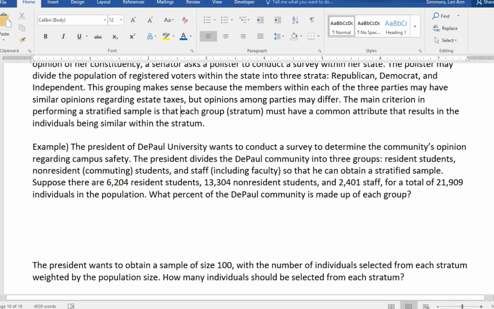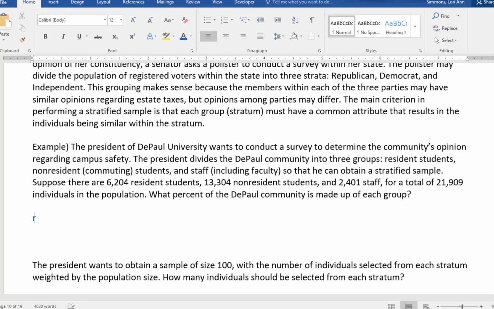Okay, so the president of DePaul University wants to conduct a survey to determine the community's opinion regarding campus safety. The president divides the DePaul community into three groups: resident students, non-resident students, and staff, so that he can obtain a stratified sample. Suppose there are 6,204 resident students, 13,304 non-resident students, and 2,401 staff, for a total of 21,909 individuals in the population. What percent of the DePaul community is made up of each group?